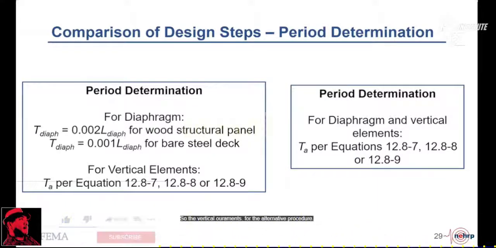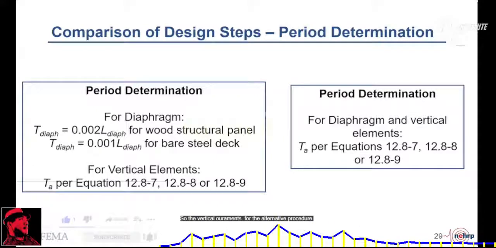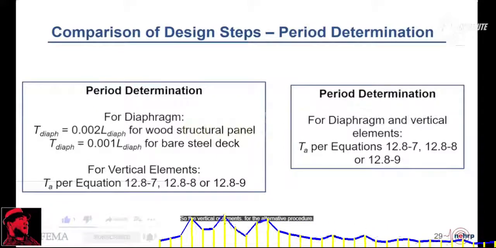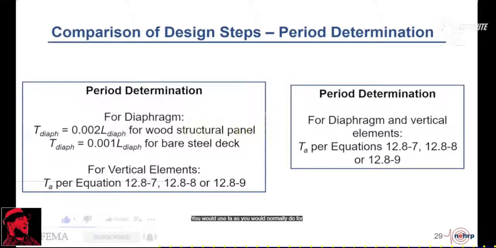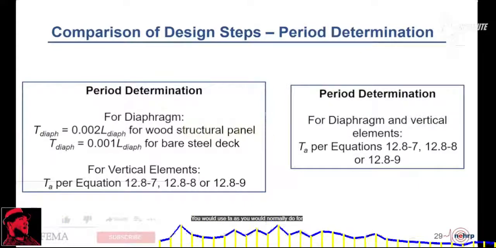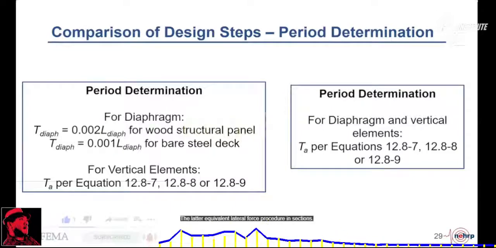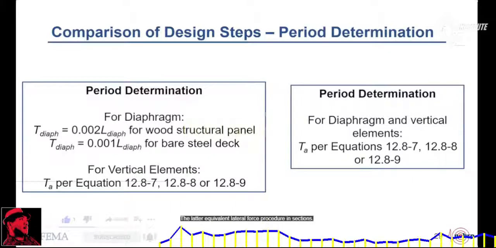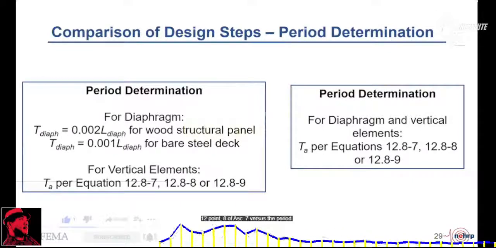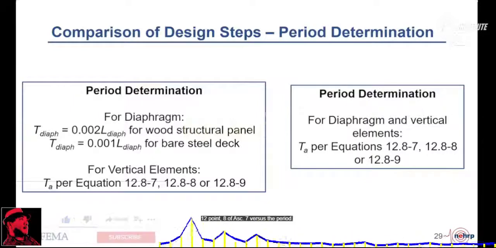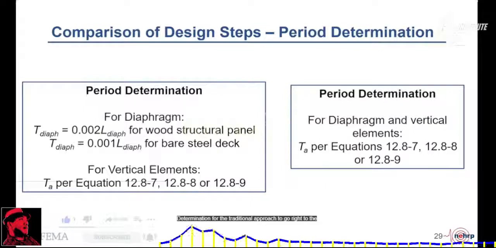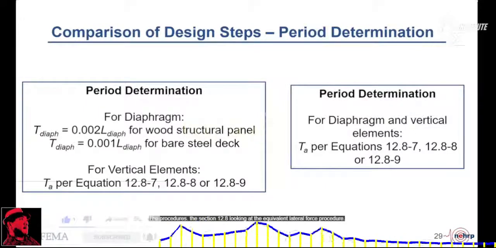For the vertical elements in the alternative procedure, you would use T_a as you would normally do for the equivalent lateral force procedure in Section 12.8 of ASCE 7, versus the period determination for the traditional approach, where you go right to the procedures in Section 12.8.